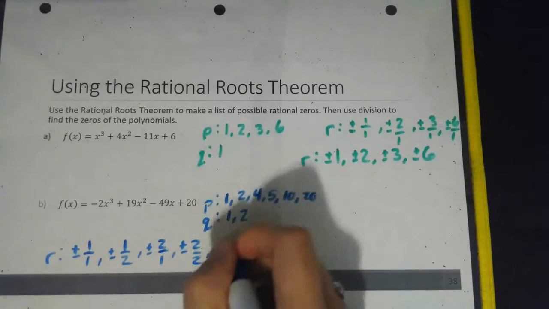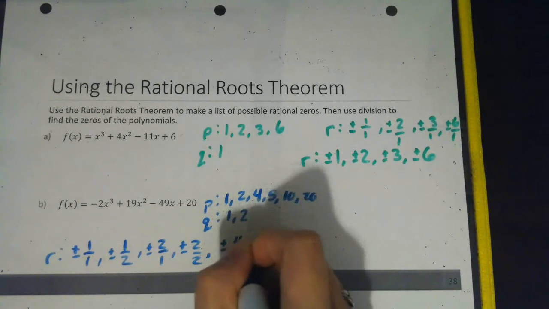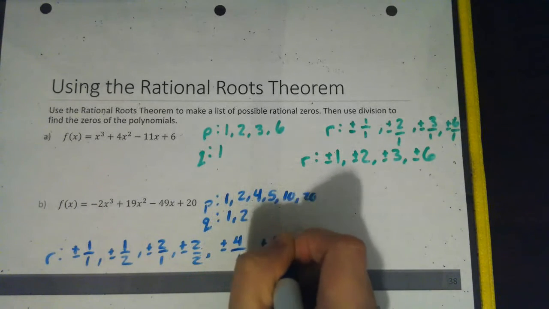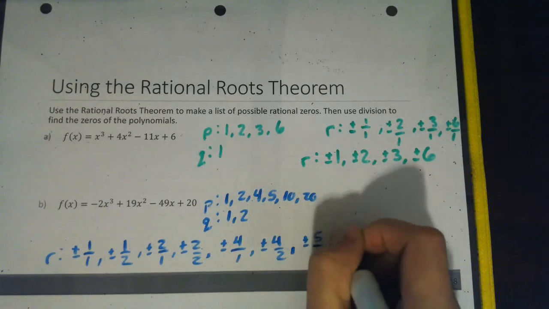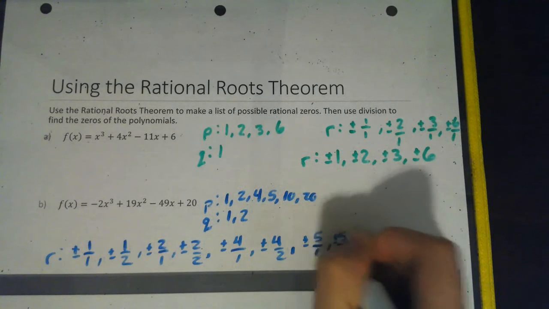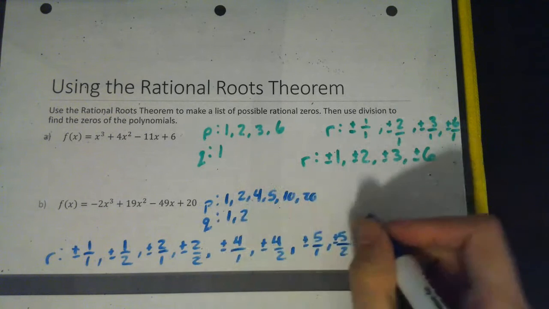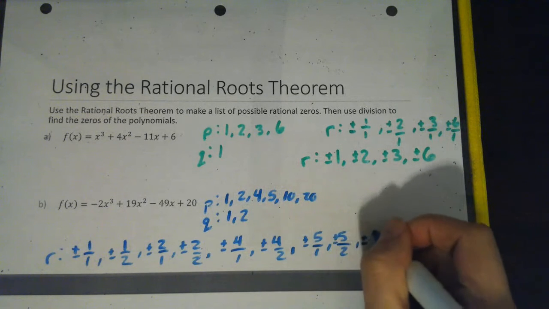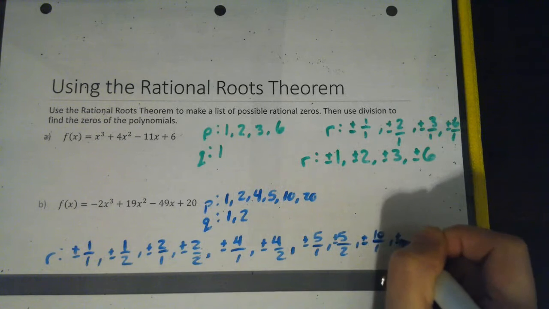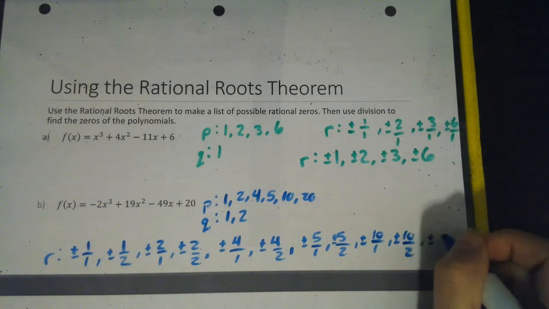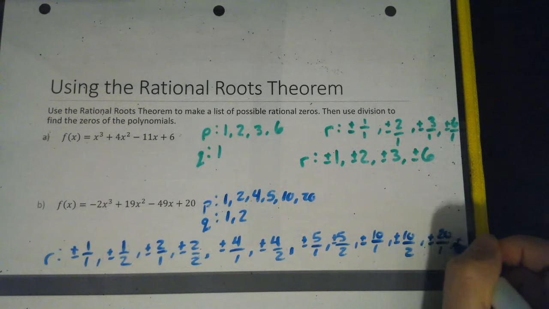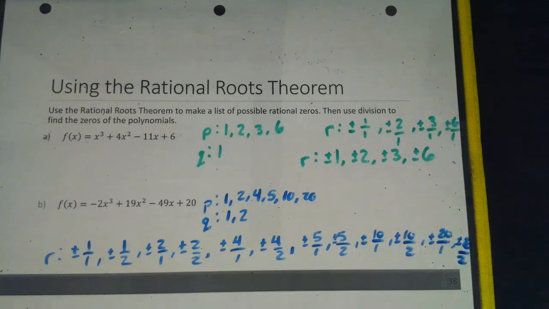Then I'll do 4 over 1 and 4 over 2. Five over 1, 5 over 2. 10 over 1, 10 over 2. Then 20 over 1 and 20 over 2. Ran out of room.